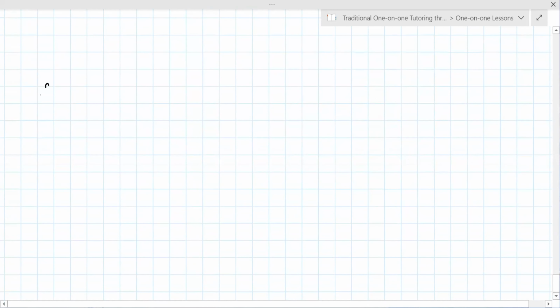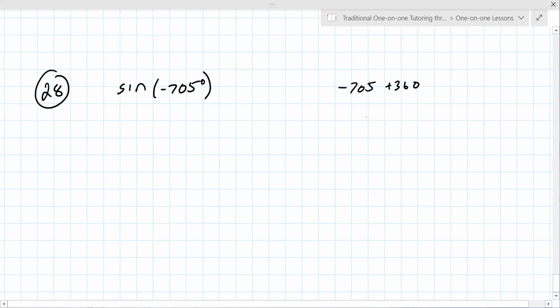So this is a very good question, because it's very difficult at first glance to even know how to proceed, because it's negative 705. What is that? Well, if you add 360, that gives you the coterminal angle, and all that does is, wherever this is, you're just rotating back to it. So that gives you minus 345. And then if you add 360 again, you get 15 degrees.